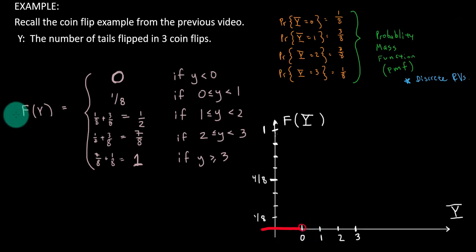But once our variable is allowed to achieve a value of 0 heads, then the cumulative probability jumps up to 1/8. So that would be right here. That would be a solid dot. And it would be 1/8 all the way up till, but not including a 1. So I will draw a horizontal line and then illustrate an open hole there. Might need to make sure that looks more open. Okay.